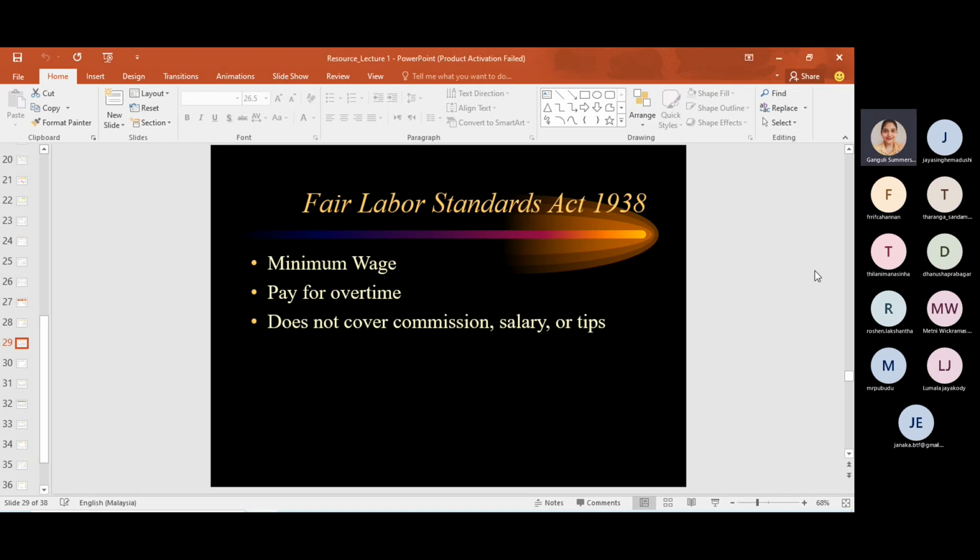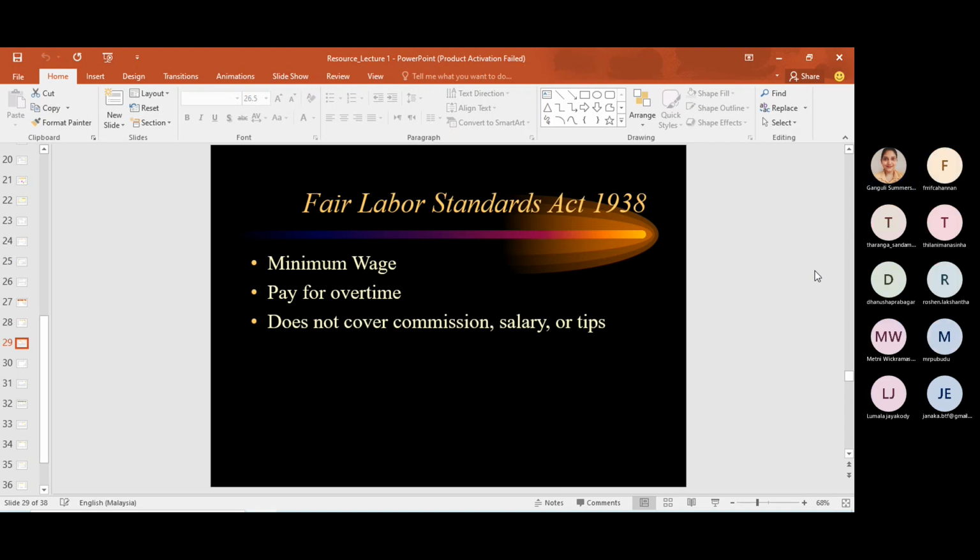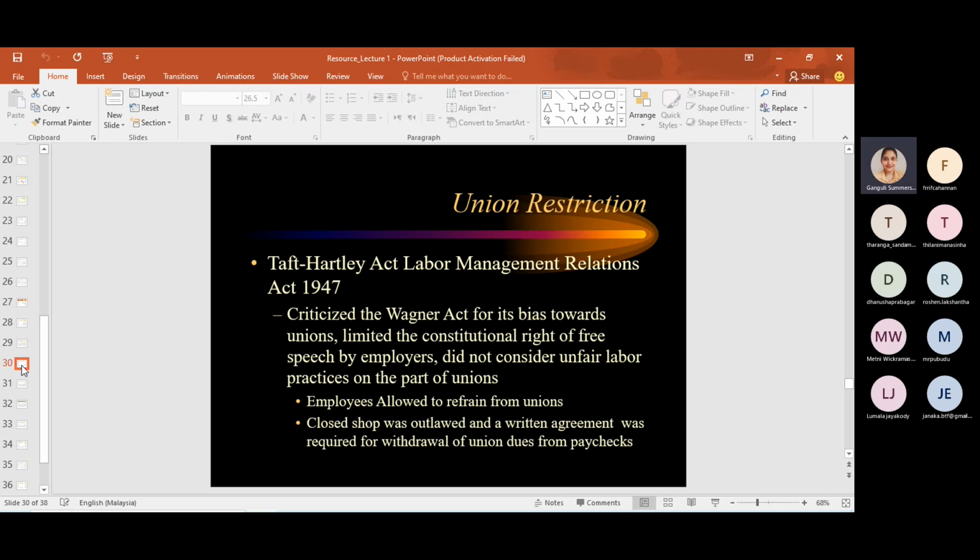Made in 1938. So this act talks about minimum wages, minimum salaries, and how workers should be paid for overtime. And this act also talks a little bit about commissions, salaries, or tips. So these are the main things discussed by this Fair Labor Standards Act.